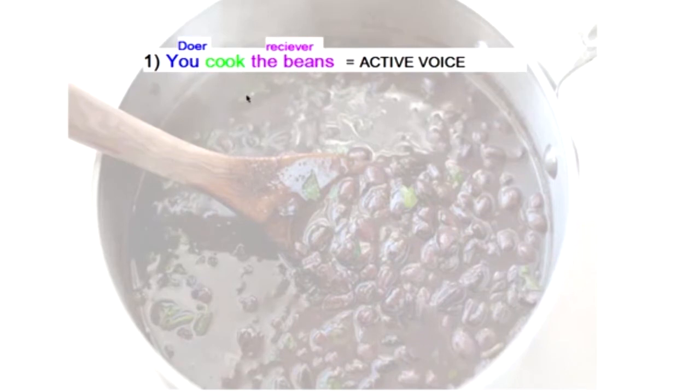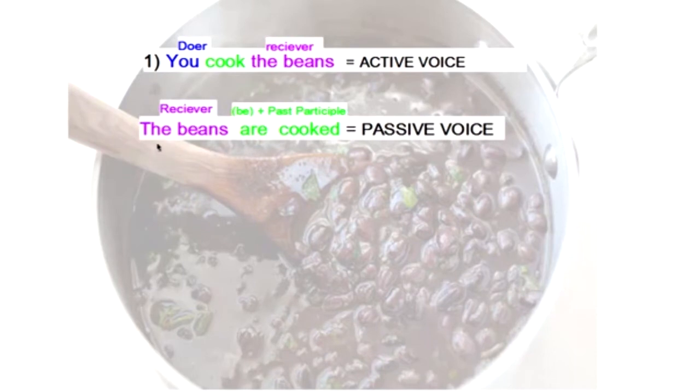They're receiving this action. But I don't want to use the active voice. I want to use the passive voice for process because, well, first, I don't need to talk about who does this. I don't need to talk about the person. I want to talk about the beans. I want to talk about the process. So, for example, the beans are cooked. And this is the passive voice because I begin with my receiver, the beans, and then I use my passive voice conjugation. I use be in the plural form and past participle cooked. The beans are cooked. That's the passive voice.